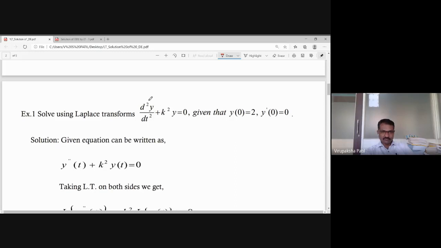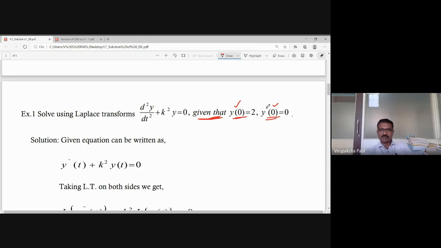See how they will ask: solve using Laplace transform. This is the differential equation. Or they may ask to solve the IVP using Laplace transforms. The IVP given is d square y by dt square plus k square y is equal to 0. Given that y at t equal to 0 is 2, y dash at t equal to 0 is 0. These two are the initial conditions.